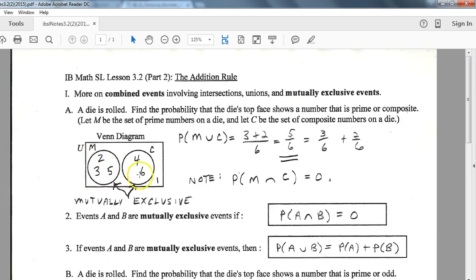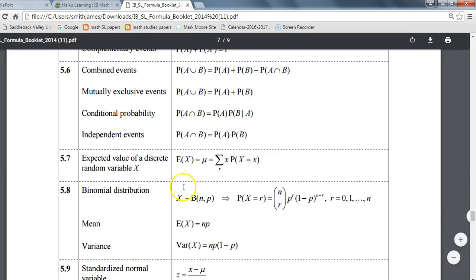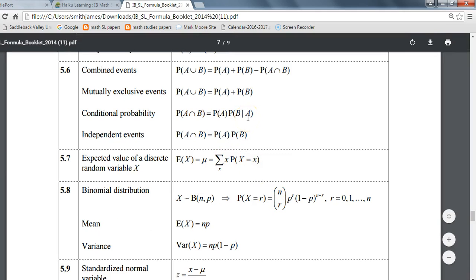It's either prime or composite. If we add those 5 numbers together, 5 out of the 6 values fit that description. So we looked at the formula packet for this in our last video. If things are mutually exclusive, you just add them together. This does not exist because they have nothing in common. We would say A and B is 0 for a case like that.